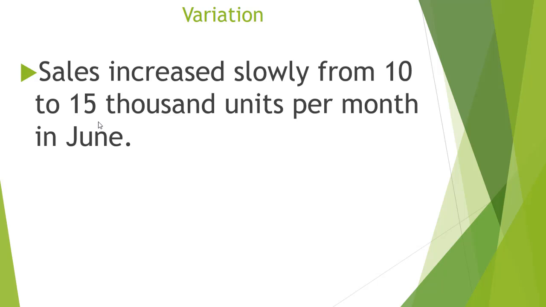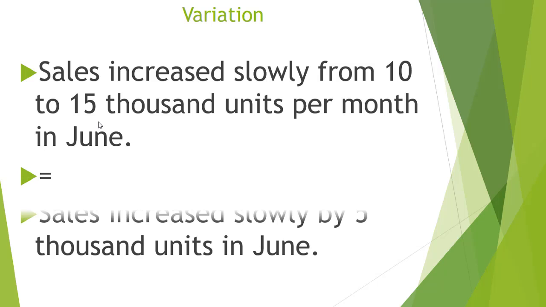Sales increased, this is another sentence, I made this up. Sales increased slowly from 10 to 15,000 units per month in June, okay? This sentence is equal to sales increased slowly by 5,000 units in June. So instead of mentioning values, 10 to 15, you can mention the value in another way. You say the difference, by 5,000 units. Okay, these sentences, again, have the same meaning.